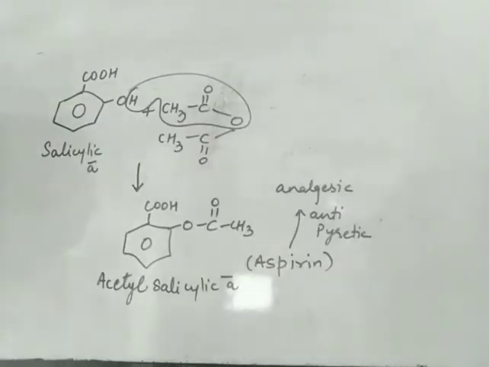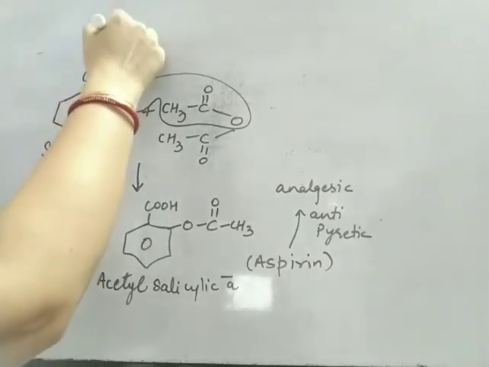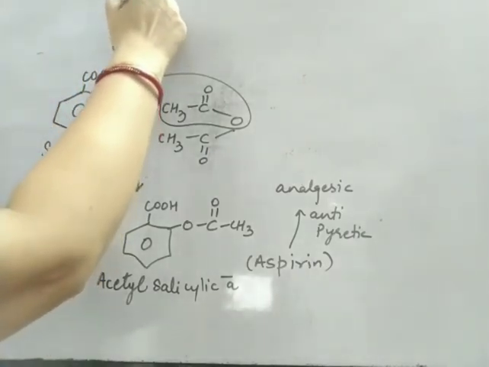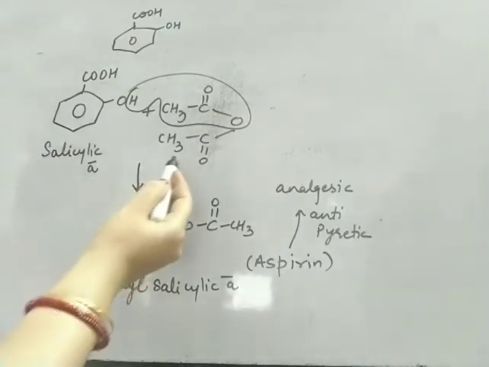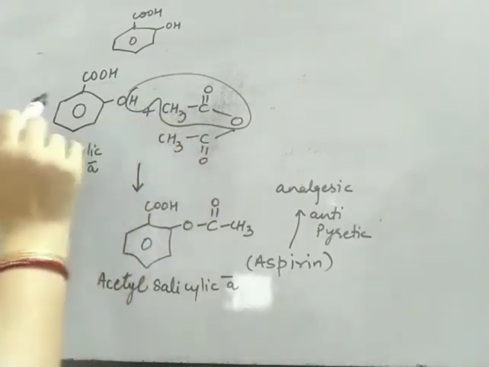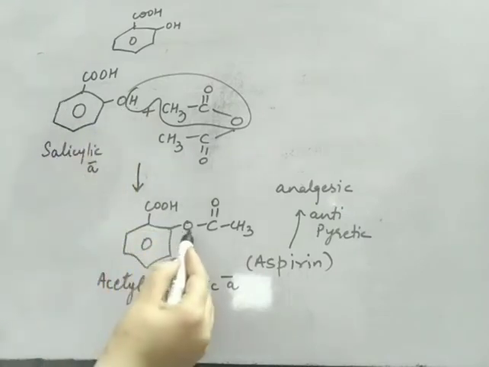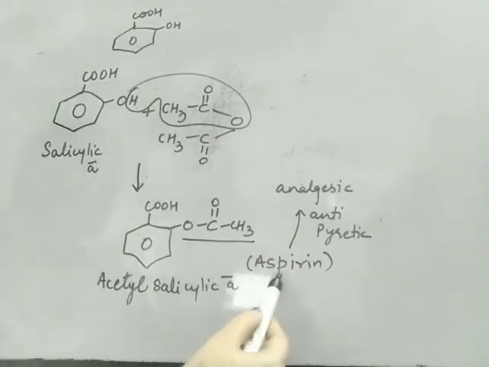Now one very important thing: suppose instead of phenol I take 2-hydroxybenzoic acid, better known as salicylic acid. I am taking this compound here. It is treated with acetic anhydride. Again we have to do acetylation, so there is removal of CH3COOH. This H will participate and there is introduction of the acetyl group. So this compound will be called acetyl salicylic acid, and it is better known as aspirin.